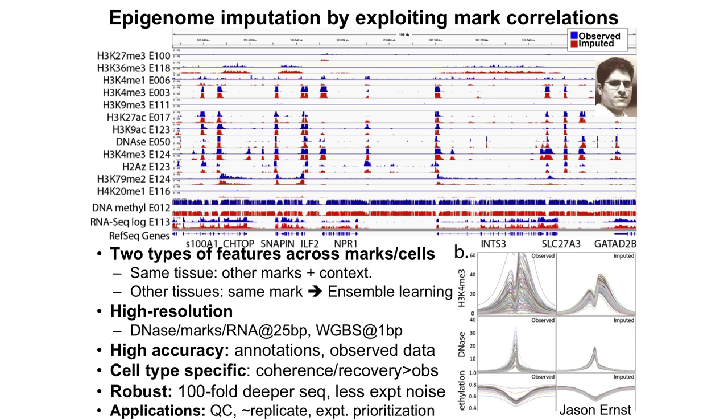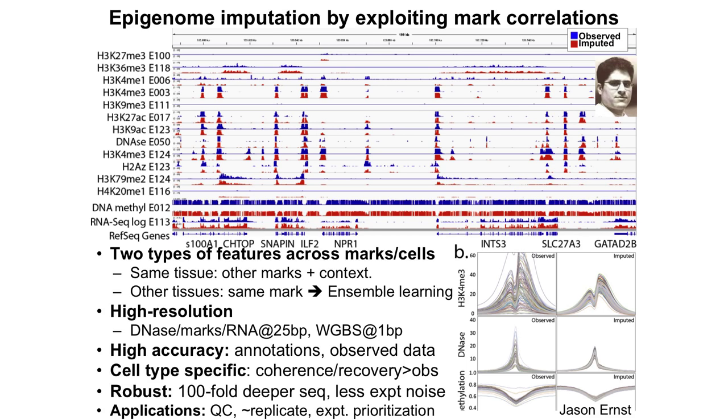So this is observed data, and this is imputed data around the transcription start site, and you can see here just how noisy the observed data is and just how reproducible the imputed data is. So I haven't yet told you how Jason does it. I've just told you his name. That should be enough to convince you that he's great.